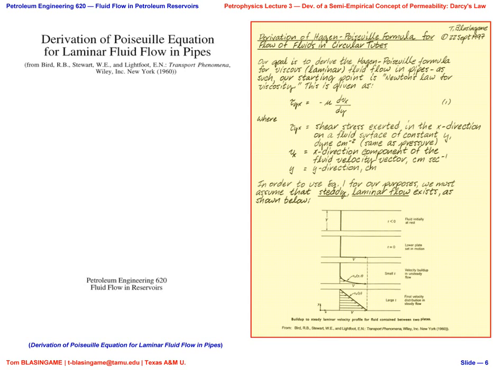But the derivation of the Hagen-Poiseuille law is a very classic one. We'll talk about it now. This is shear stress. This is shear rate. And the relationship between shear rate and shear stress.